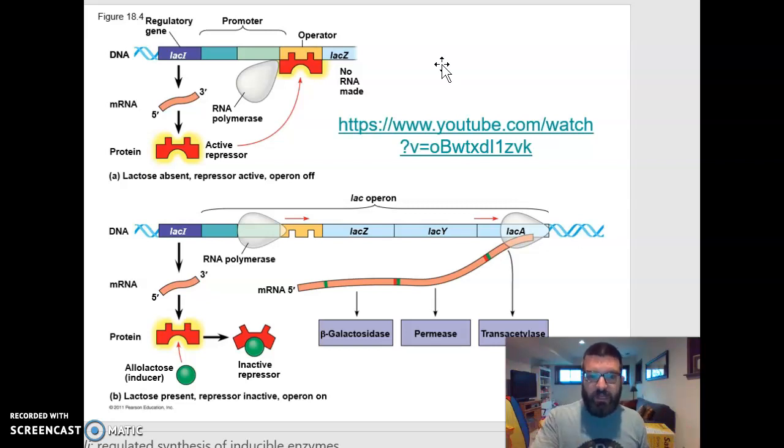But if lactose is present, or in this case allolactose, which tends to be present when you have lactose, then it will bind to this repressor and inactivate it. And now, all of a sudden, when lactose is present, we can't bind the repressor to the operator. You can't block RNA polymerase, and so RNA polymerase can bind to this promoter, zip right past the operator, and make mRNA transcripts for these three genes, which are all necessary to bring lactose into your cell in large amounts and break it down. So this is an example of an inducible operon.